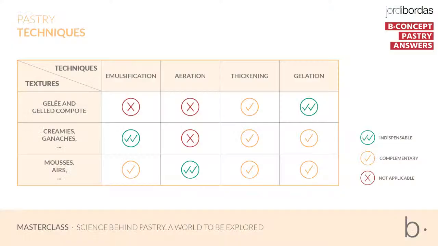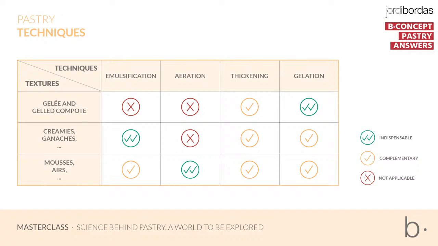So what we prepared for you today is a little graphic illustration of how the techniques help us build textures. We can start explaining the first technique. The first kind of texture that we have, a gelé or compote, is a preparation with fruits and sugars, we can say, in an easy way.